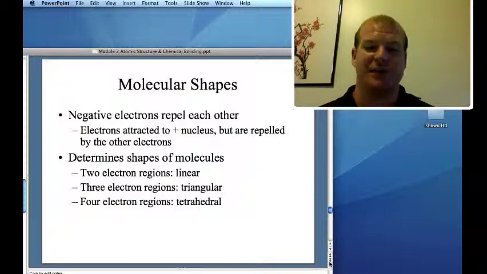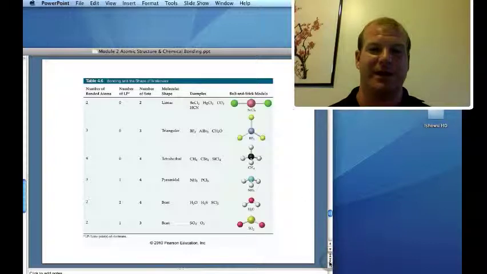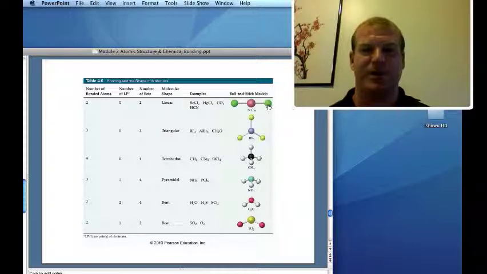Now let's talk about shapes. Shapes will define a lot, and in general, the negative electrons are attracted to the positive nucleus, but they're repelled by the other negative electrons. And these form shapes, and I'll go over these shapes. So the first one here is linear. Remember, these two green chlorines are really attracted to the beryllium, but they are completely repelled by each other, and they form a line.